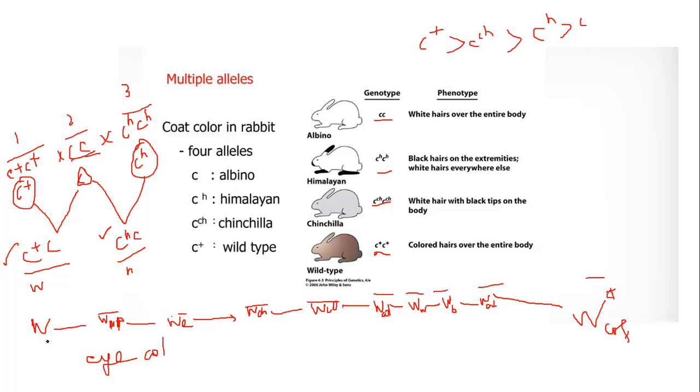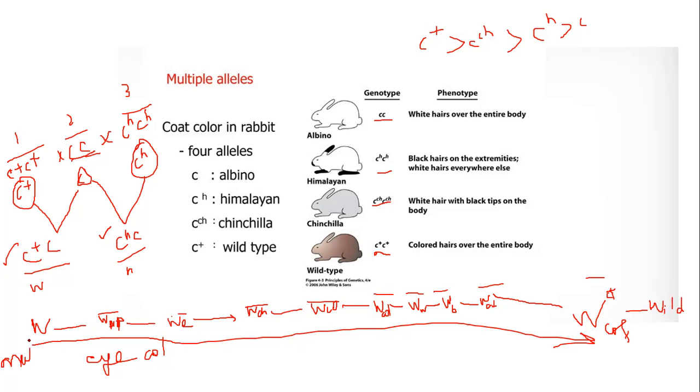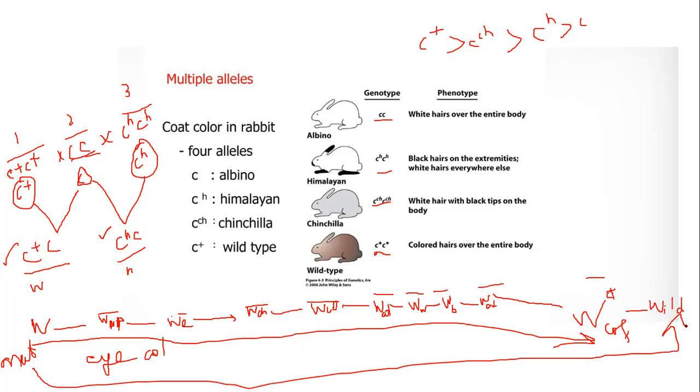Here you can see that multiple alleles provide a range of phenotypes. Here is the wild type, and here is the complete mutant. We can see from the mutant to the wild type, there is a range of phenotypes. So multiple alleles provide a range of phenotypes. Okay.